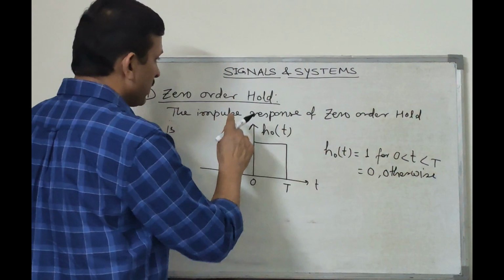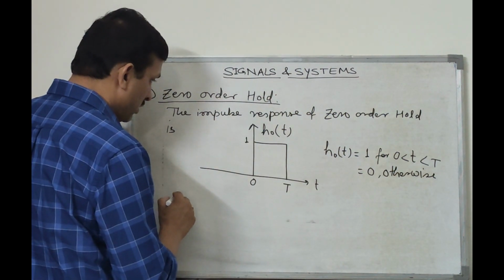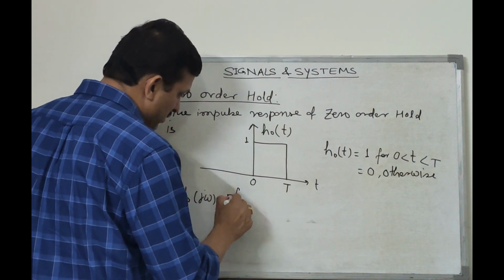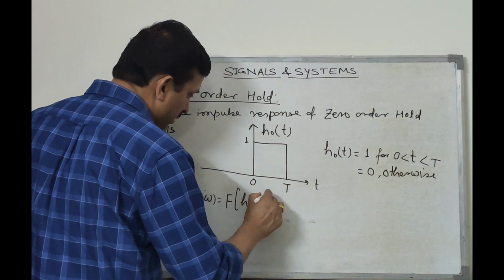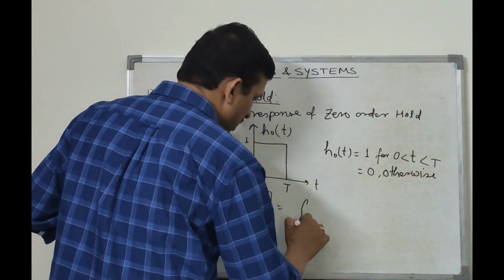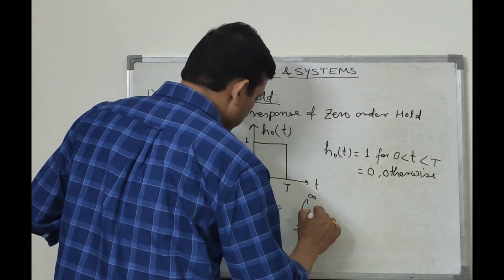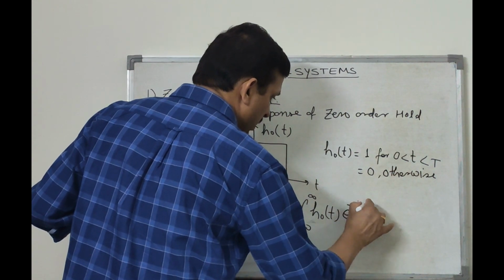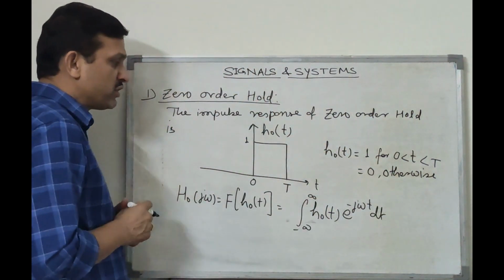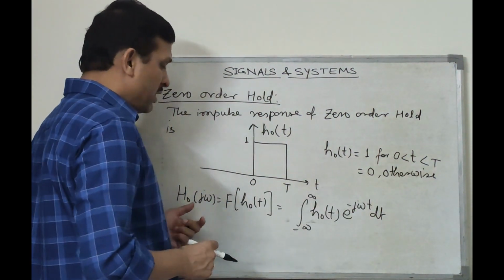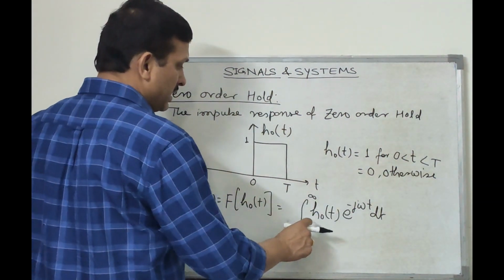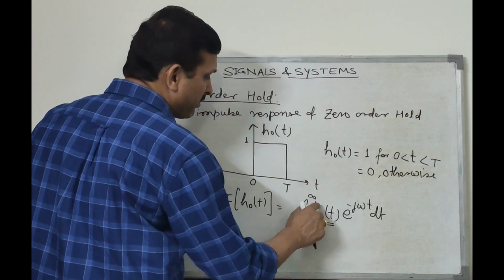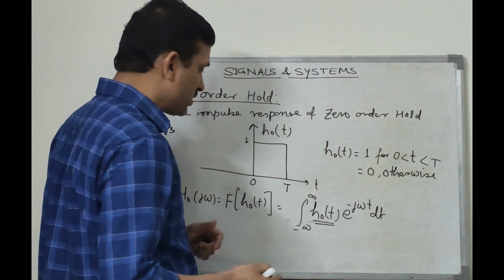Then what will be its Fourier transform? Fourier transform H0(j omega), that is Fourier transform of h0(t), we will use the definition of Fourier transform, that is integral from minus infinity to infinity of h0(t) e to the power minus j omega t dt. This is the definition we have used for finding the Fourier transform of zero order hold.